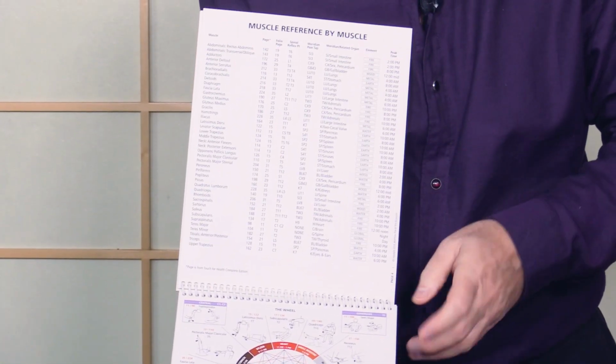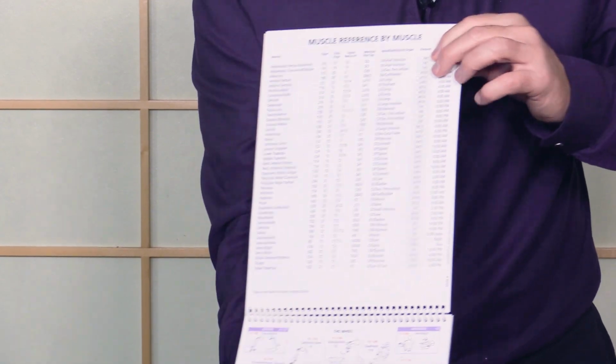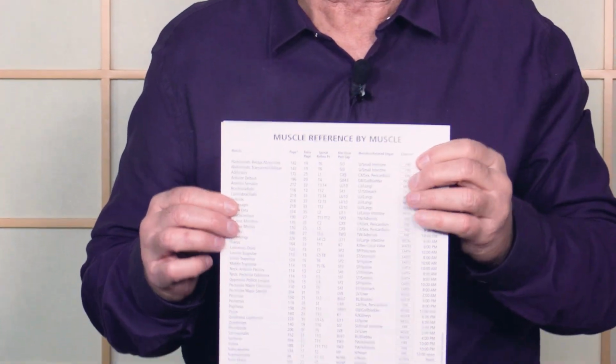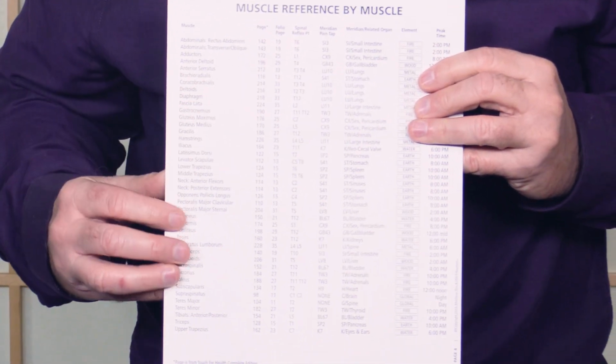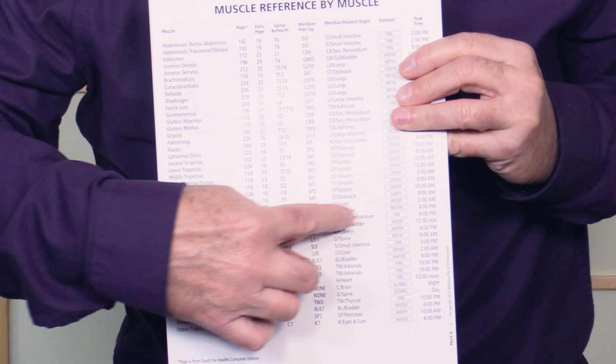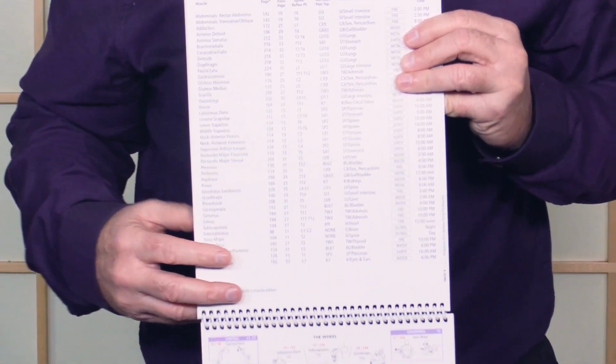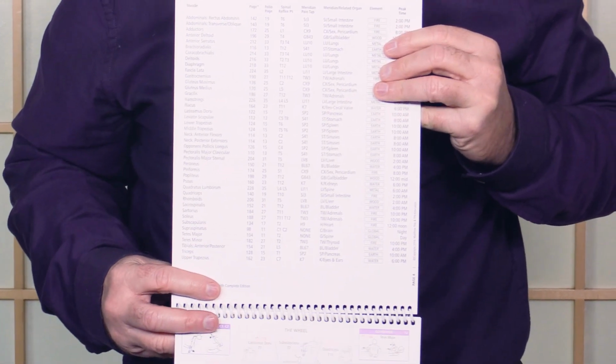Now, this is an interesting chart. It shows you organs that are related to each muscle. So if you say, what was the muscle for the adrenals? It'll show you there. Oh, that's the sartorius, gracilis, soleus, gastrocnemius.